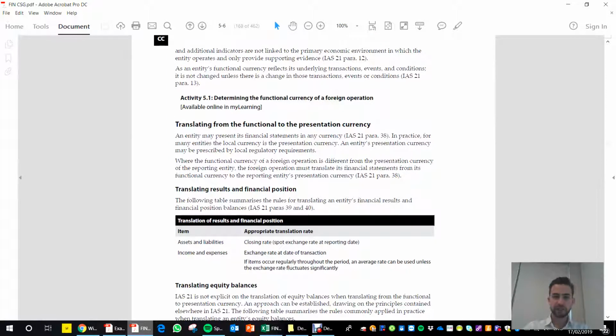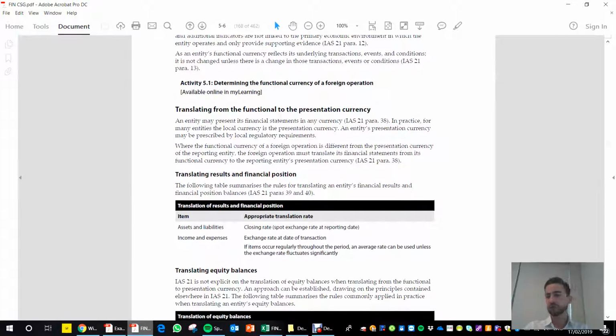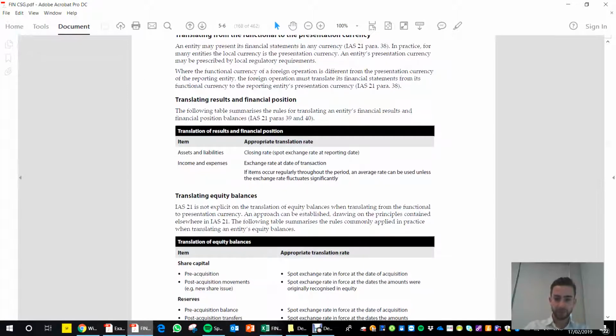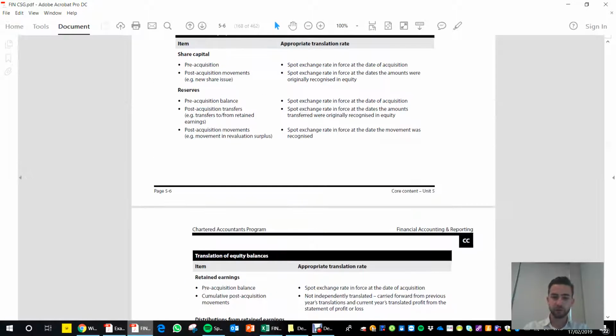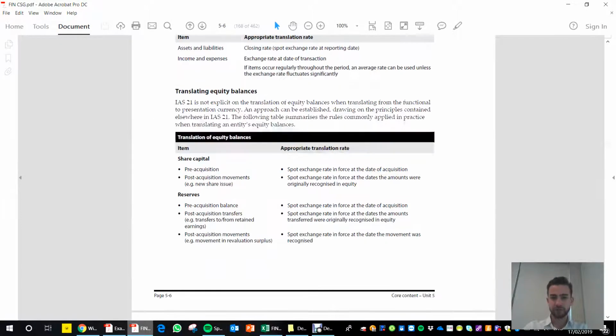So how do we actually translate a functional to a presentation currency? There's certain rules depending on whether the accounts fall under assets and liabilities from the balance sheet, income and expenses from the P&L, as well as equity balances in the balance sheet as well. So equity balances generally end up being the true up, where you put the difference between all the assets and liabilities in one currency and the other. It generally goes into the equity balance through what's called the foreign currency translation reserve. And we'll talk about that shortly.